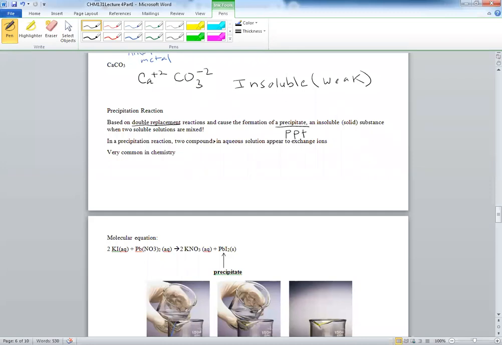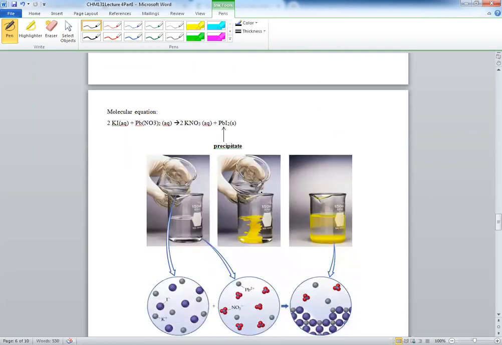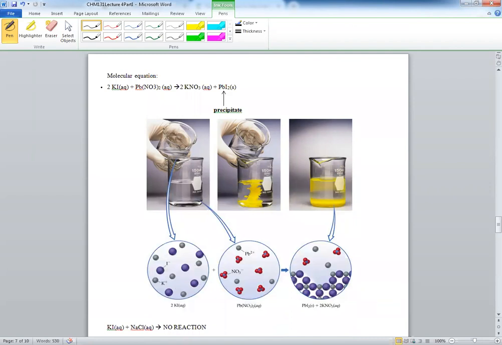But one thing to remember is that in a precipitation reaction, since it's a double replacement, it appears to exchange ions. There's an exchange of ions in that reaction. Here's an example. You mix potassium iodide with lead nitrate, lead(II) nitrate. You can pause and verify that these are both soluble from the solubility table. So they are two clear liquids.